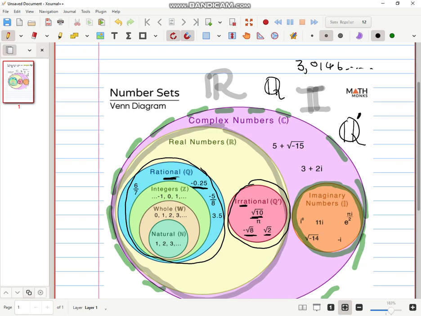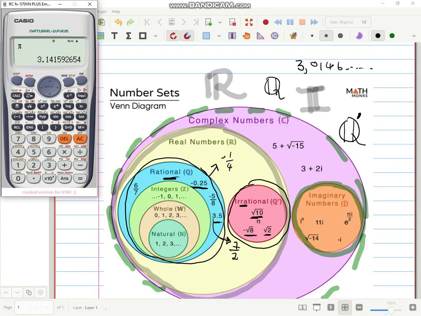Like for example, your 3.5, it's 3.5, and negative 0.25 is actually negative 1/4, and this is actually your 7/2, right? So let's use a calculator and see.